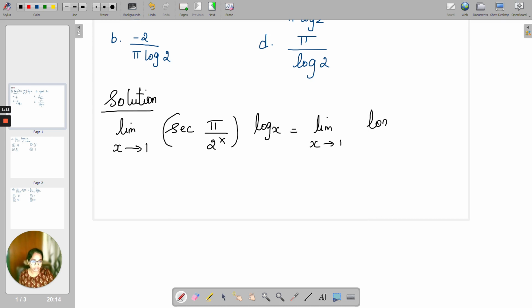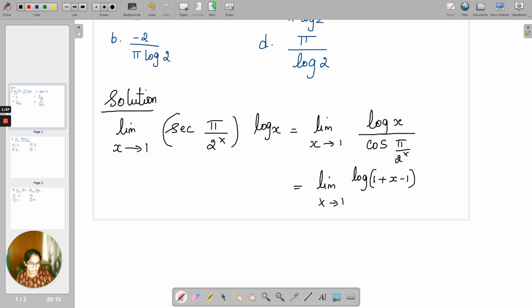So the secant is the reciprocal of cos x. Let me write it as 1 divided by cos, and pi divided by 2 power x remains as it is. Now, let me add and subtract 1. I am adding 1 and subtracting 1 in this log.